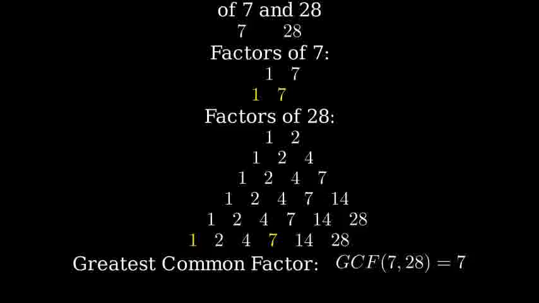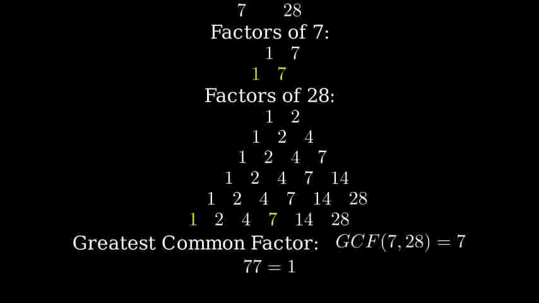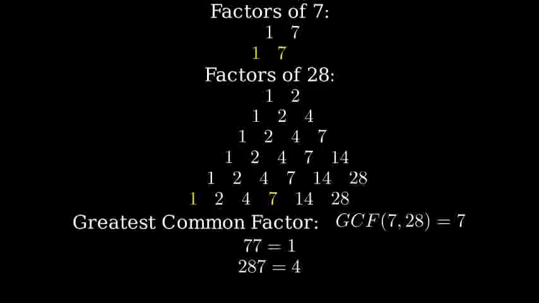We can verify this is correct because 7 divides evenly into both 7 and 28. 7 divided by 7 equals 1, and 28 divided by 7 equals 4. There are no larger numbers that divide evenly into both 7 and 28. And that's how we find the greatest common factor of 7 and 28.